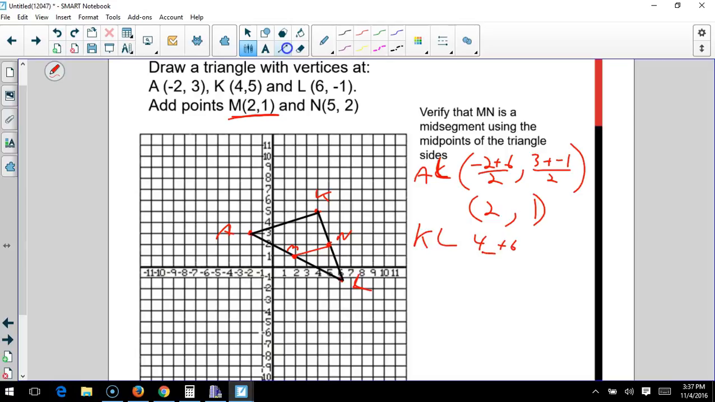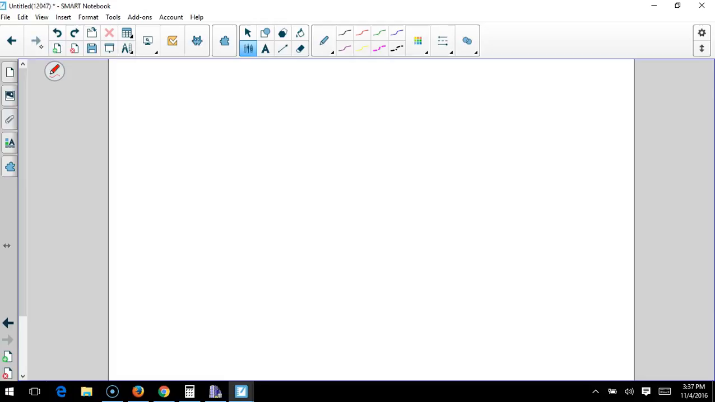Now let's do KL, not KC. 4 plus 6 divided by 2 for the x's, and 5 plus negative 1 divided by 2 for the y's. 6 plus 4 is 10, divided by 2 is 5. 5 minus 1 is 4, divided by 2 is 2. Verified. It is a midsegment. And that's it.